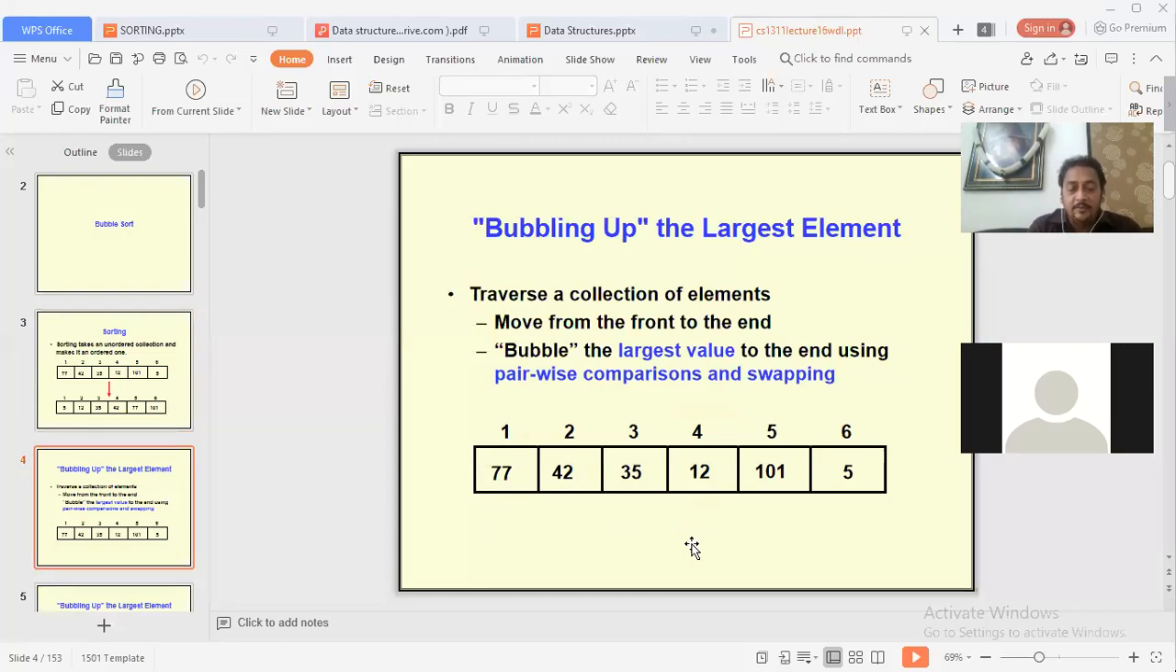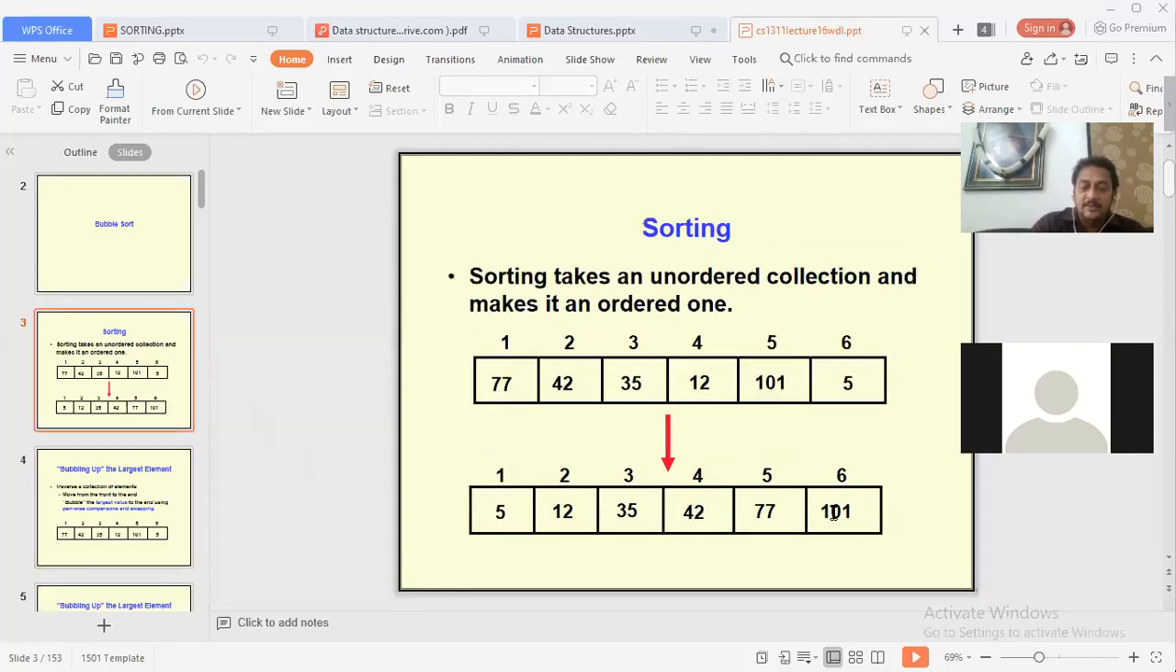101, sir. 101 is the biggest element, and where is it supposed to be placed? It is supposed to be placed in the last element position. How many elements are in the array? There are 6 different elements: A0 position, A1, A2, A3, A4, and A5. The element 101 is supposed to be placed at the A5 position. Is it clear to you?